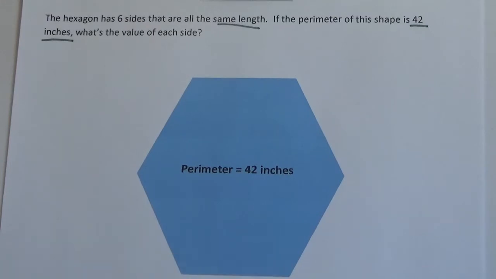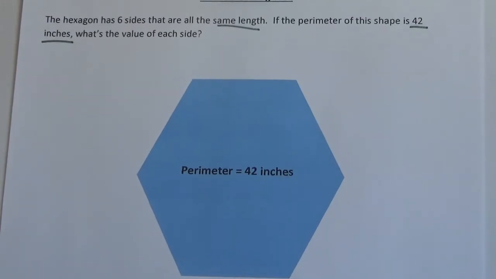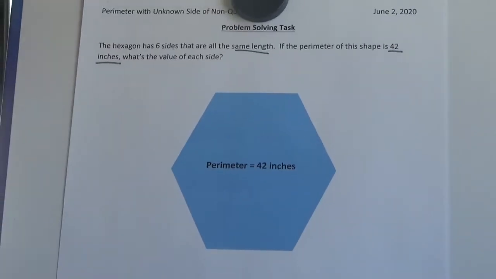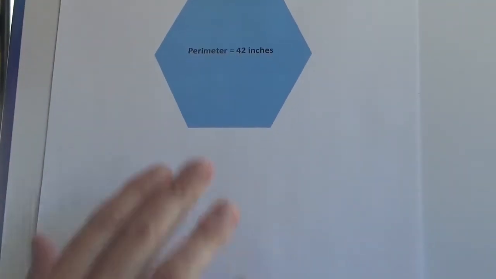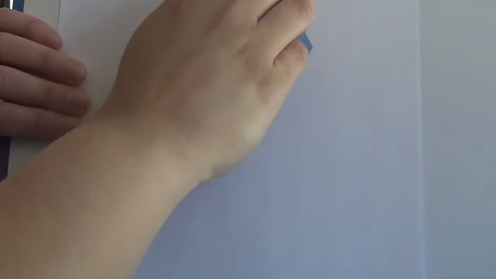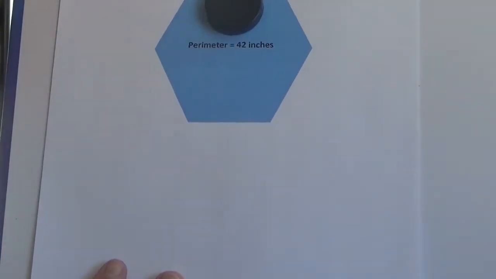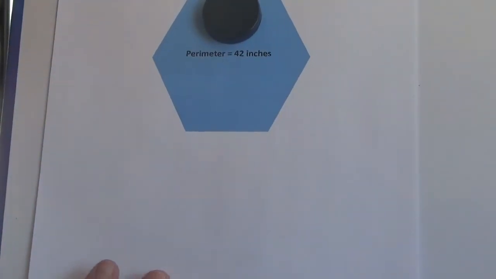Okay, hopefully you've had a chance to do some work and solve this problem. I'm going to zoom out here just to give us some more workspace. So we figured out that this hexagon has a perimeter of 42 inches. And from the problem, we know that all 6 sides are the same length. Because all 6 sides are the same length, we need to do some division to figure out the length of just one side.